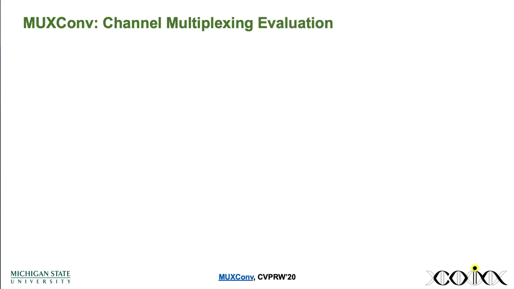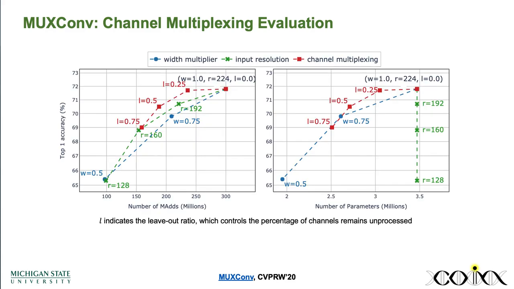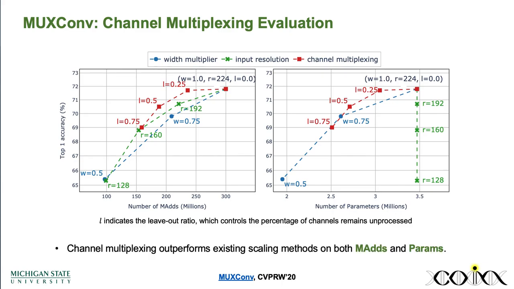To understand the impact of channel multiplexing, we use MUXNet v2 again and compare with existing methods, including scaling the width multiplier and the input resolution, where we clearly see channel multiplexing outperforms both methods in cases of flops to accuracy and parameters to accuracy.